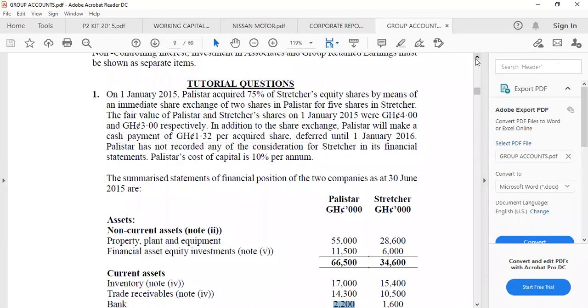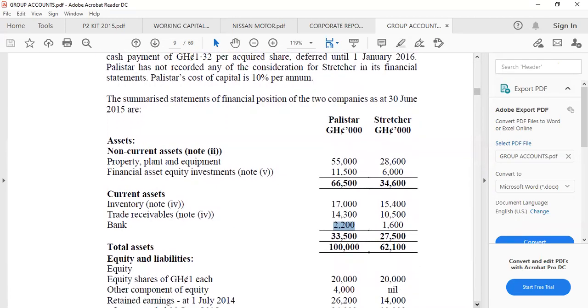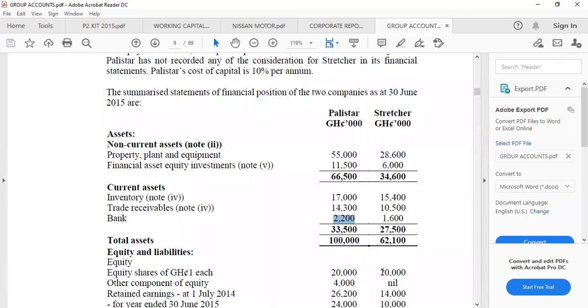All right. So let's read from the beginning. They say that on January 1, 2015, Pallister acquired 75% of Stretcher's equity shares by means of an immediate share exchange of 2 shares in Pallister for 5 shares in Stretcher. So we are buying 75% of the shares of Stretcher. What was the total value of the shares in issue by Stretcher? Their value of the shares is 20 million, and 1 share is 1 cedi. It means that the number of shares is also 20 million shares, isn't it?